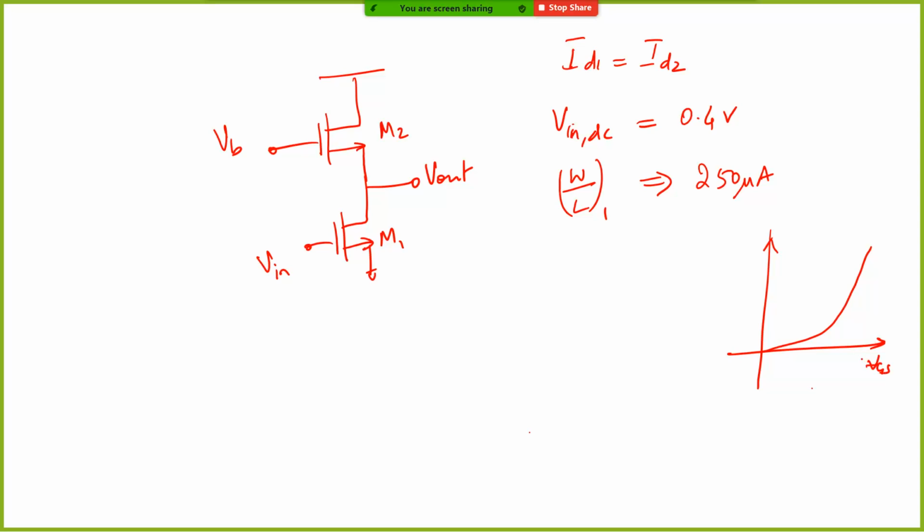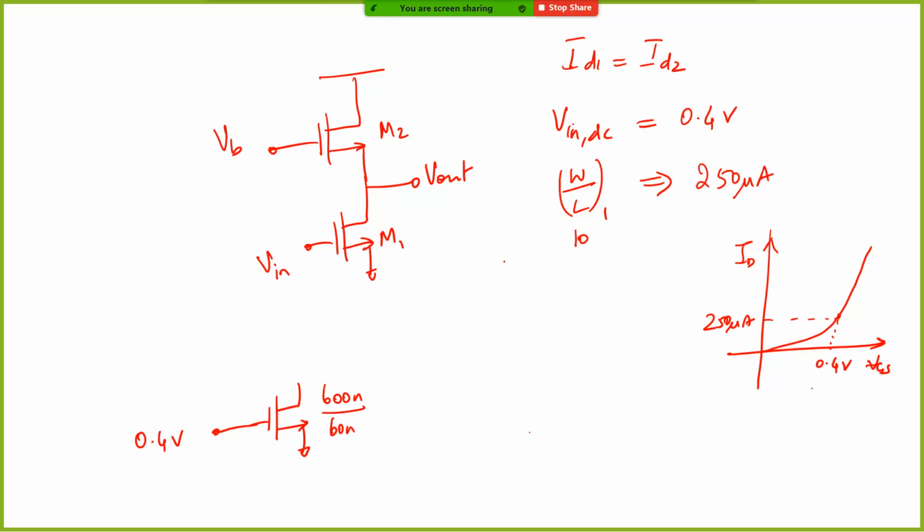This is VGS, this is ID. For this W by L ratio, let's say you are somewhere here, 0.4 volt, and the current is 250 microamp. So you are setting M1 such that this W by L ratio is, let's say, 10. So let's say you have 60 nanometer, 600 nanometer as the width, and this DC voltage is set to be 0.4 volt.